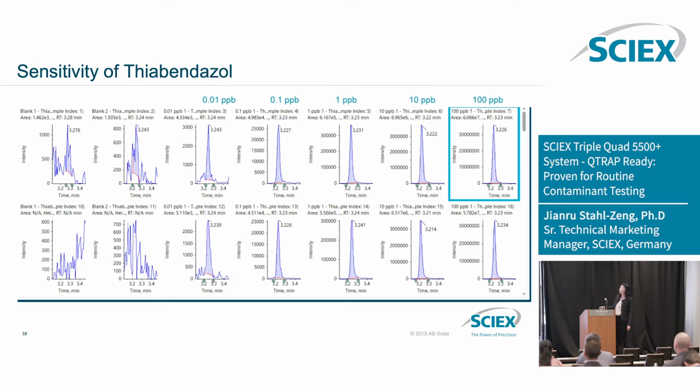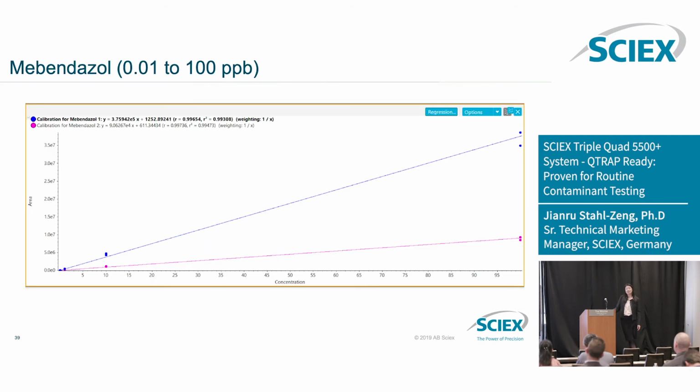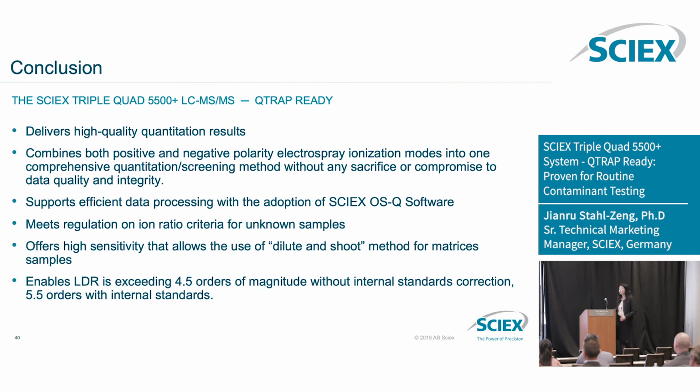And on the left, again, is 2 blank injections. And just an example here to show you the linearity. So what we got as conclusion is, with the 5500 plus, you can really get high quality quantitative results. What we mean by high quality is that you definitely always need to look at 2 transitions and the ion ratio. That is required. That is what you need to confirm your quantitation.